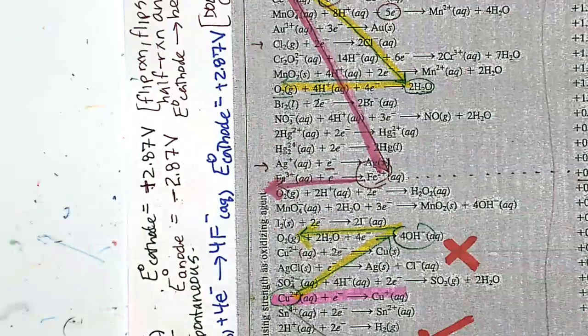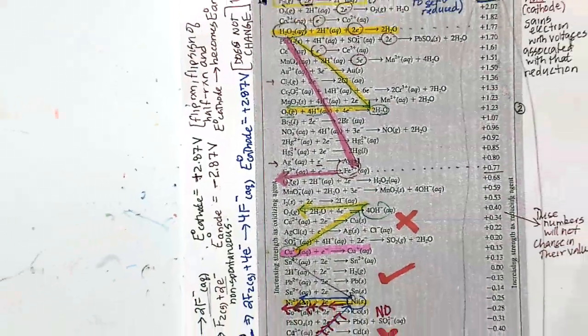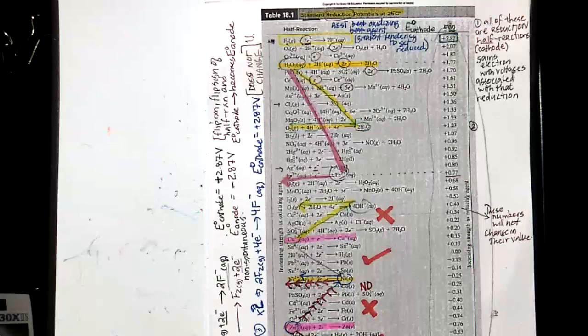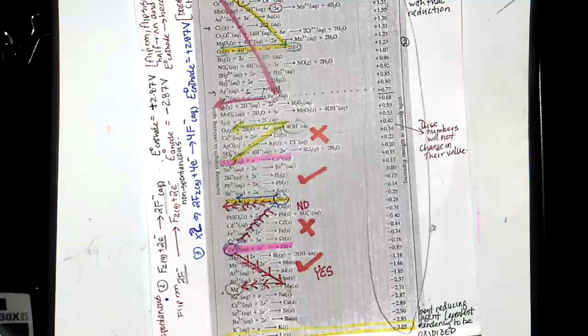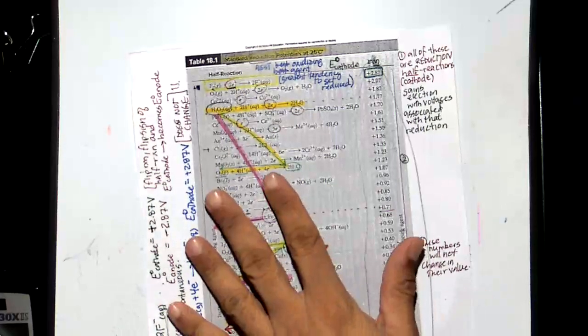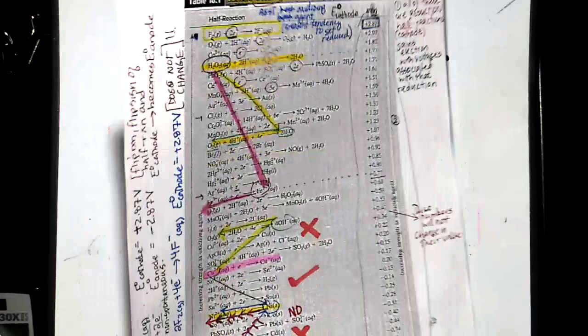So this is how you read this table. It's called standard reduction potential. It also is called the activity series. So bring this to the exam, and we'll move on to page 2 of our notes.